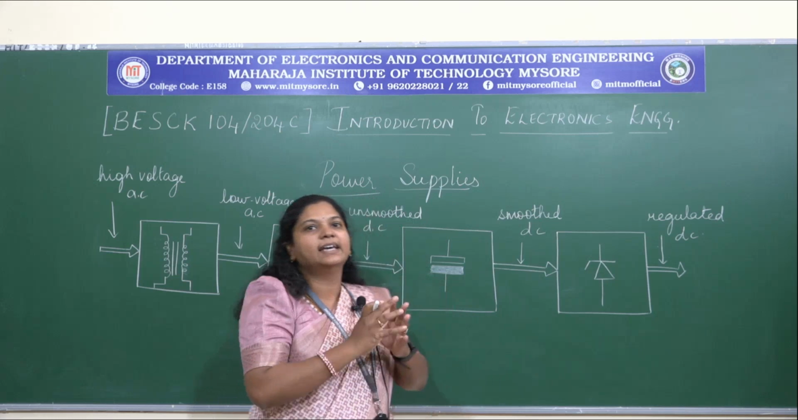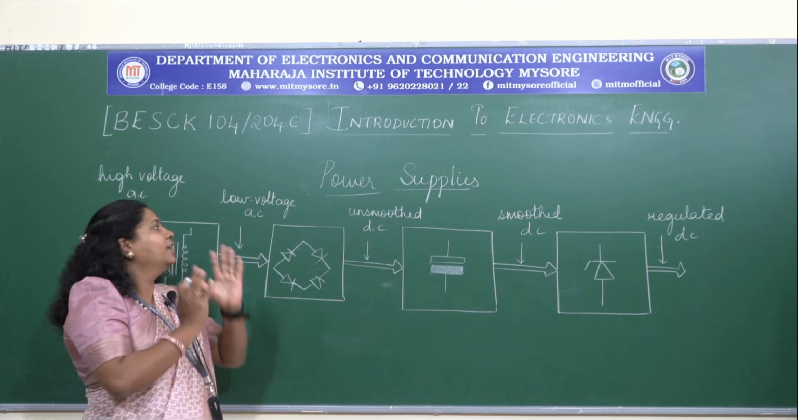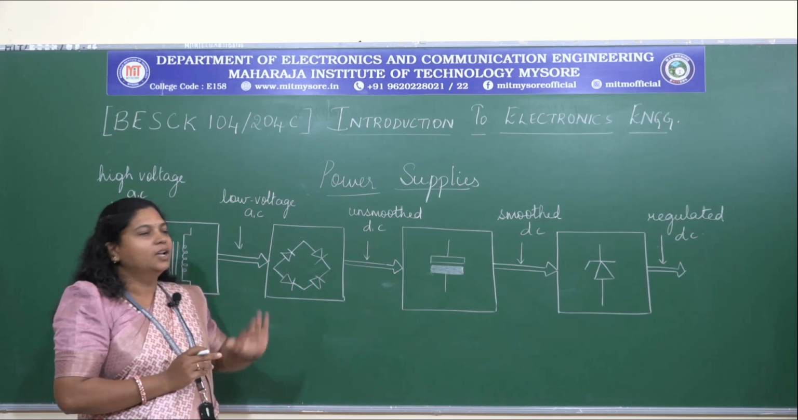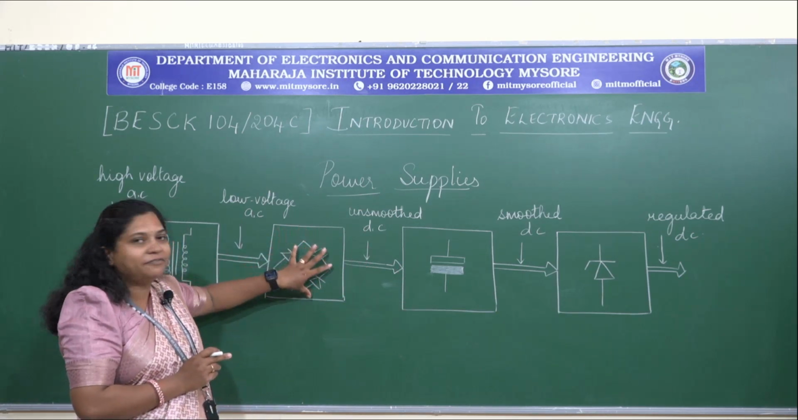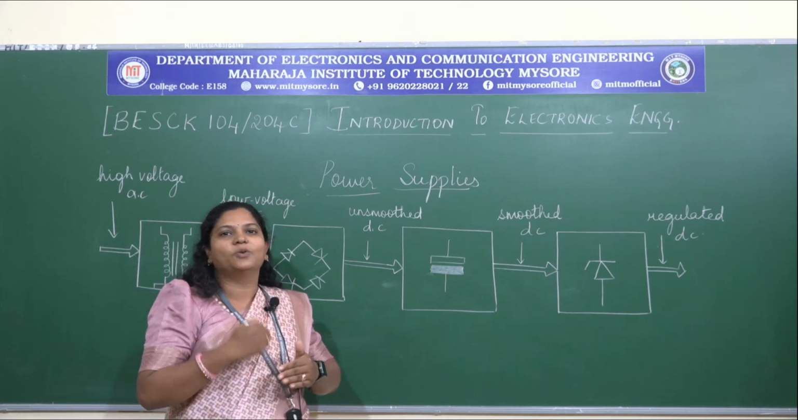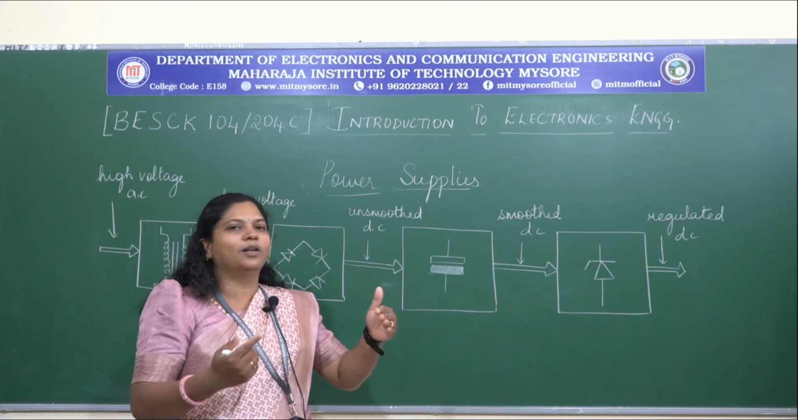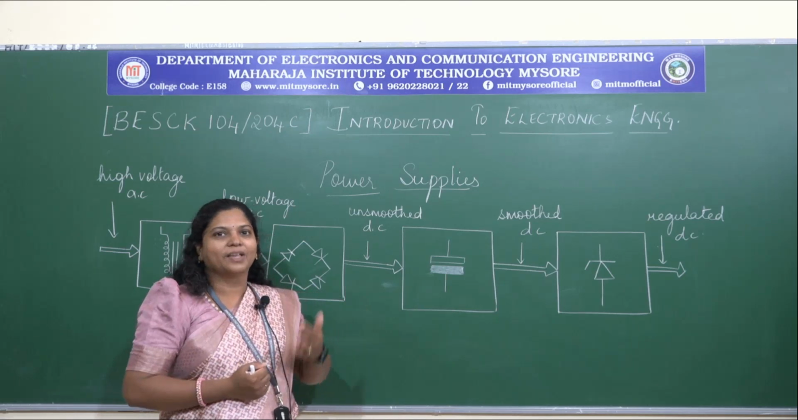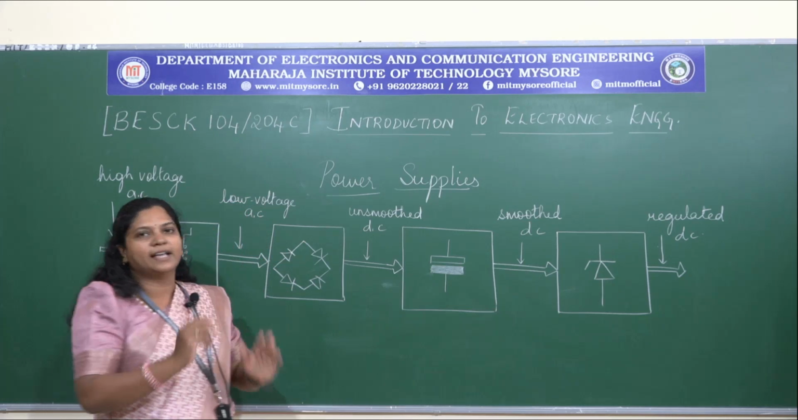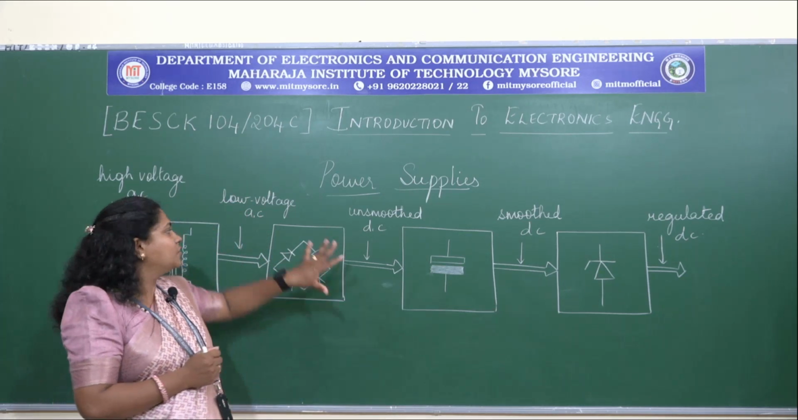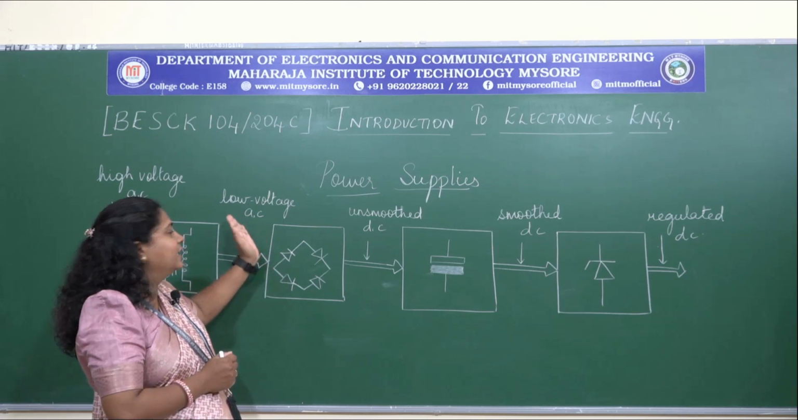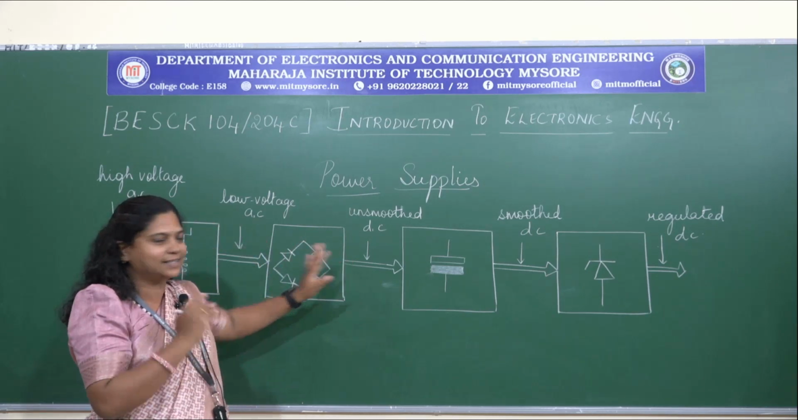Once the low voltage AC is available, we have to convert that into a suitable DC voltage. We can have the rectifier circuit depending on various aspects. If we make use of one single diode, we call it a half wave rectifier. If we make use of 2 or 4 diodes, we call it a full wave rectifier. So a suitable rectifier circuit has to be used in order to convert from AC to DC.